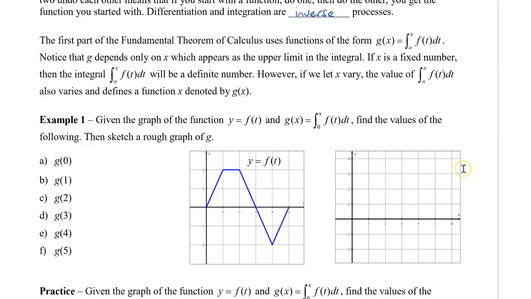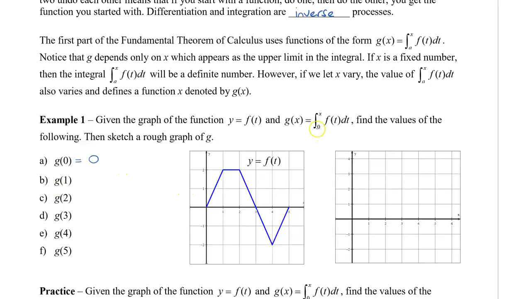So here we have the graph of y equals f of t, and g of x is equal to the integral from 0 to x of f of t dt. And I want you to find the following values from g of 0 to g of 5. And then we're going to sketch a rough graph of this integral. So we take g of 0, which means that x here will be 0, and then we plug 0 in here. That means we're going to find the area from 0 to 0. So that means that this first value is going to be 0.